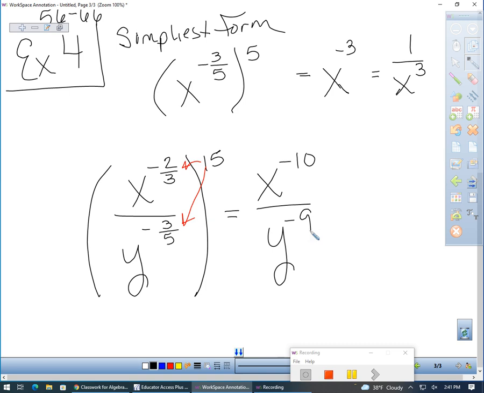Now what did we say about our exponents? If they're negative, they got to flip. So this x to the negative 10 is going to go to the bottom, and the 10 becomes positive. And that y to the negative 9 goes to the top. It becomes y to the positive 9. This is it. That's done. Okay? Any other questions? All right.